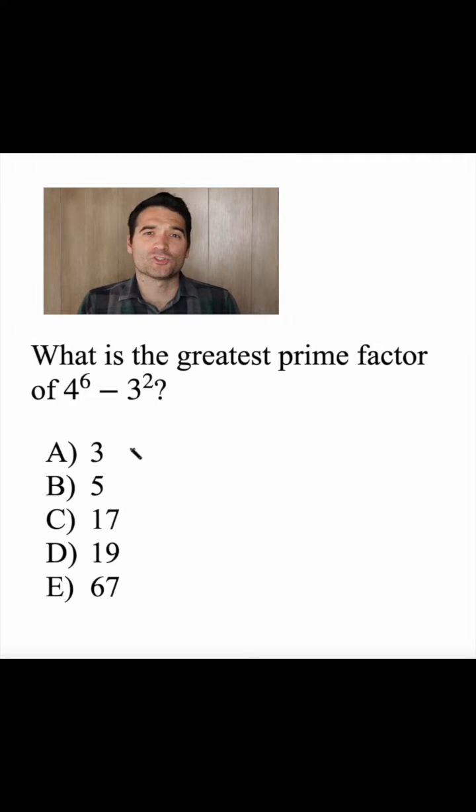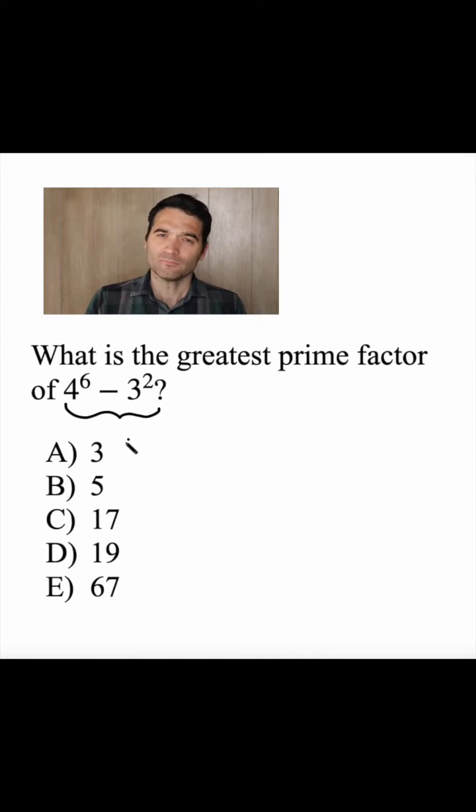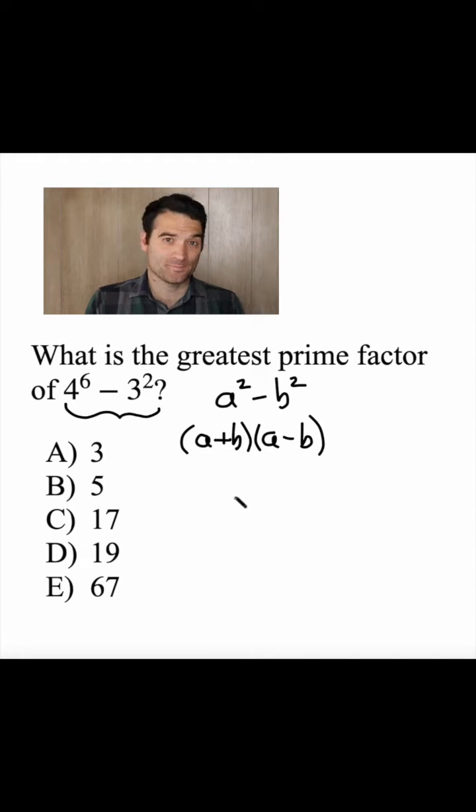So this problem hinges on your knowledge of one pretty important rule called the difference of squares, or the difference of two squares. And what that says is that if I have two numbers, a squared minus b squared, I can rewrite it as a plus b times a minus b. So the key to unlocking this problem is recognizing this pattern here.